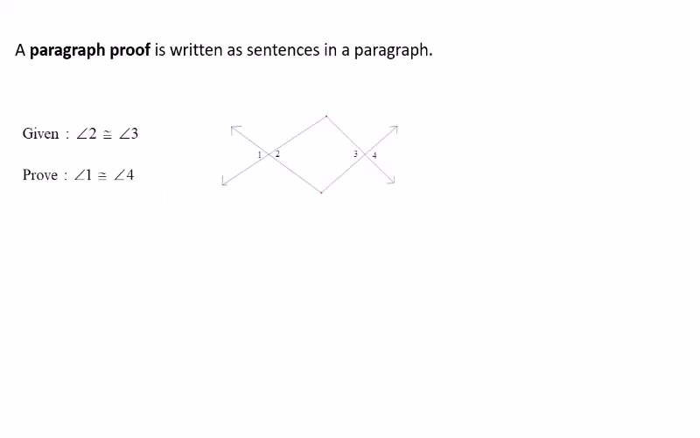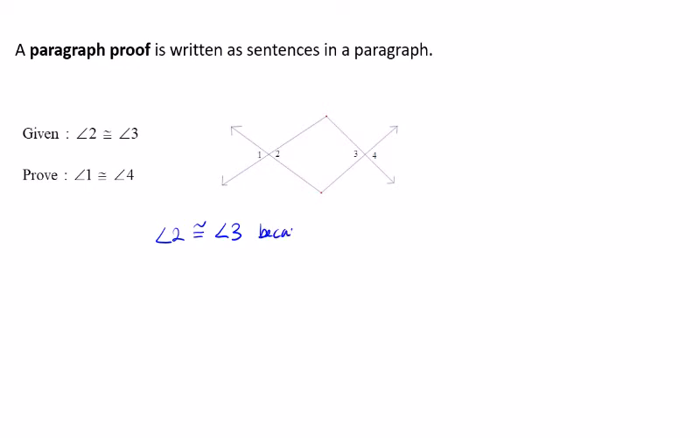All right, I wanted to show you a paragraph proof just to show you that you don't always have to use a statement reasons table or two-column proof. So paragraph proof, same logic and everything, but it's just written in paragraph form. So we're going to write complete sentences, and basically each sentence is going to be a statement and a reason. So, for example, we can start out by saying, okay, well, angle 2 is congruent to angle 3 because it's given, right?